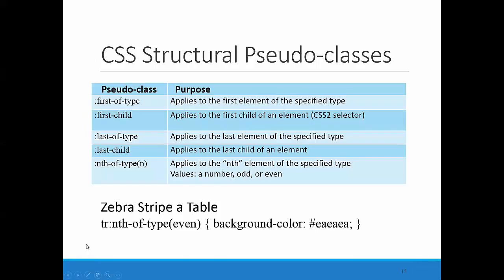So I just use the TR selector, table row, nth-of-type. I can give it a specific line number or a row number, or I can say even or odd, and then whatever I put in my curly braces, that's how the CSS will style the contents of those rows of my table.